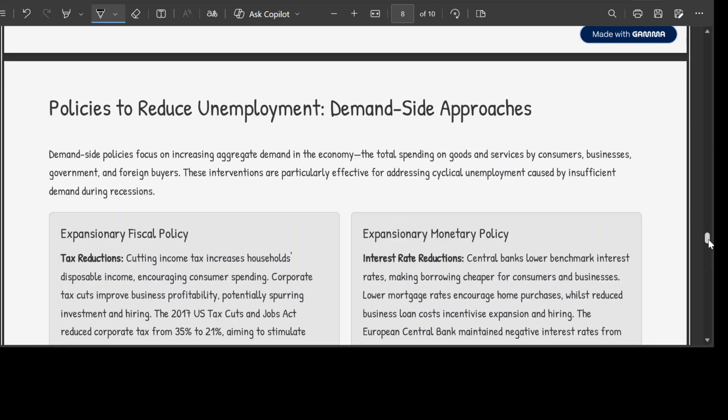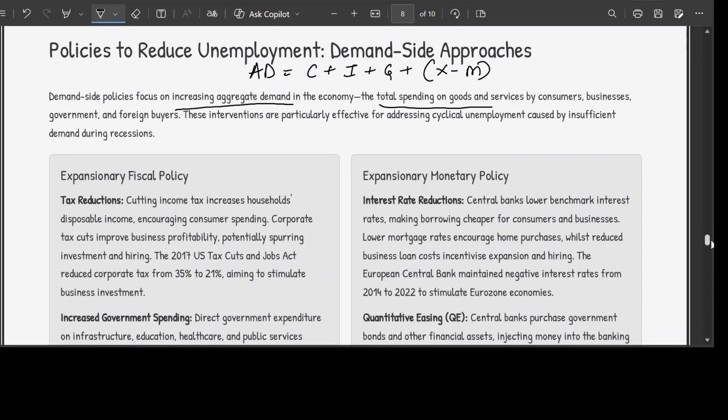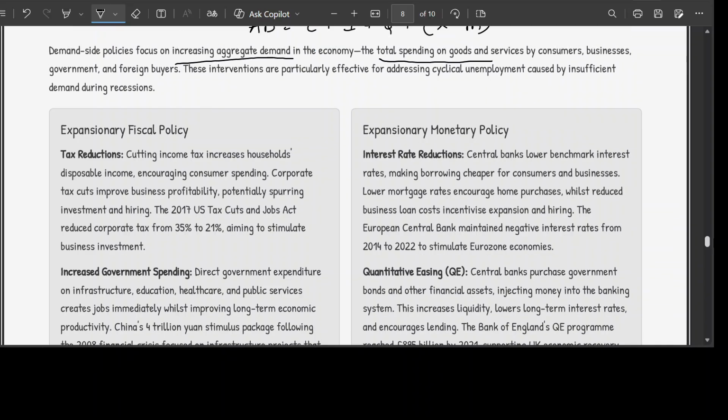Now, we'll talk about policies to reduce unemployment, that is, the demand-side approaches. Demand-side policies focus on increasing the AD component in the economy, that means the total spending on goods and services. As we all know, AD includes consumption plus investment plus government expenditure plus net exports, which is exports minus imports. So these interventions are particularly effective for addressing cyclical unemployment, which is caused by insufficient demand. There are two major policies every country focuses on: one is fiscal, the other is monetary. Here, the focus is to increase aggregate demand.